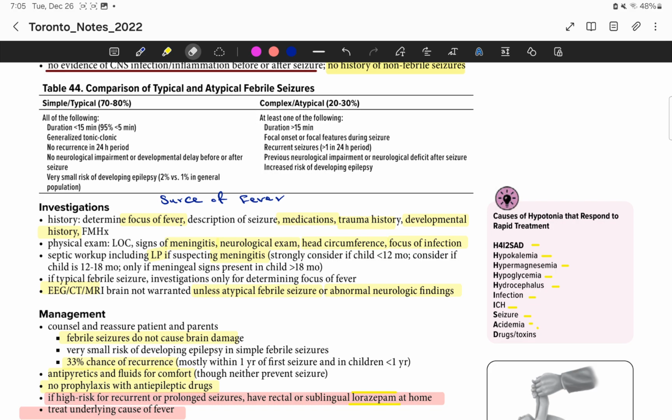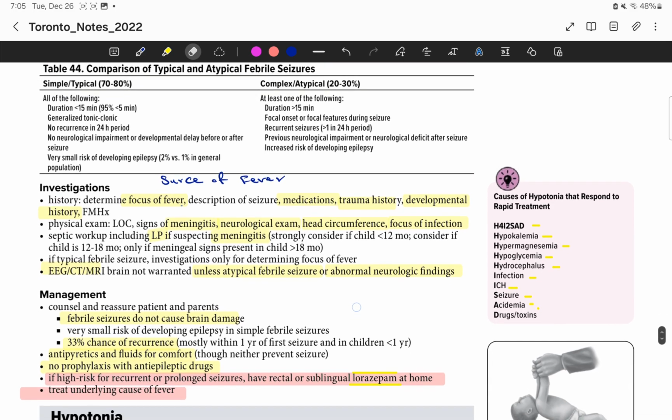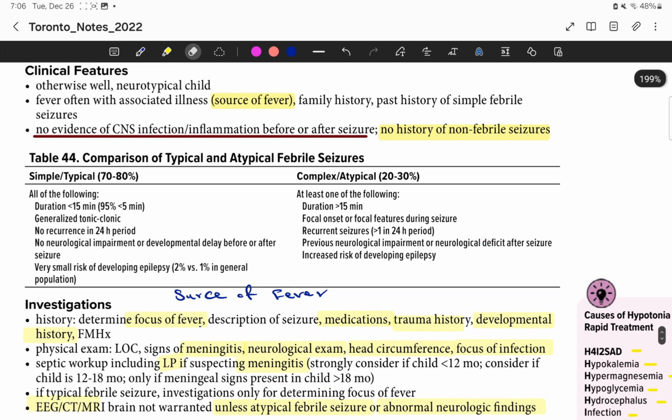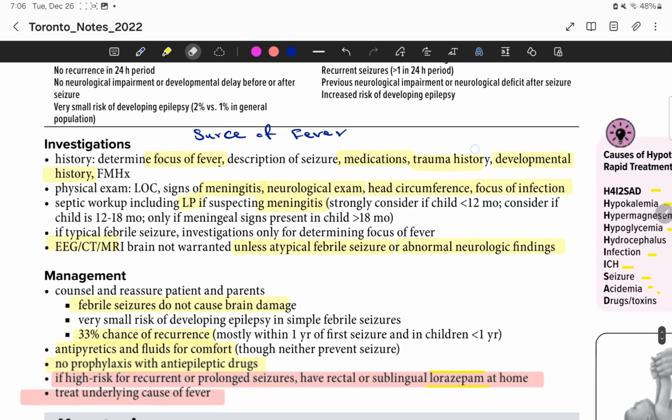Febrile seizure doesn't cause any damage to the brain, and if it is an atypical febrile seizure or there is an abnormal neurological finding, we do EEG, CT, and MRI. So here's the description and difference between atypical and typical seizure.